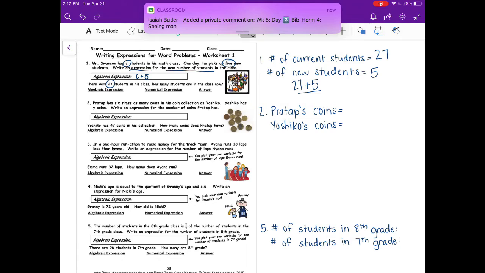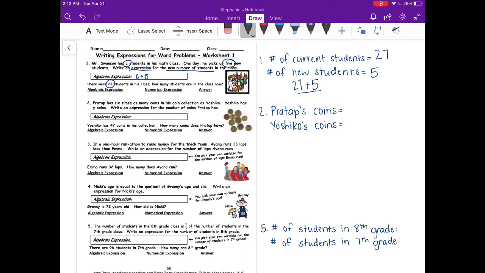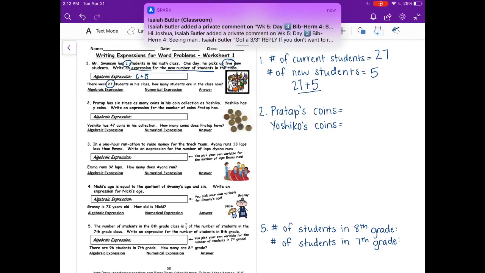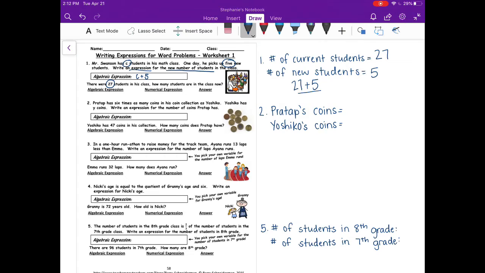So below there, where we have algebraic expression, numerical expression, and answer, we have all our parts. Our algebraic expression is C plus 5. Oops, I put a 27 there. Let's erase that and replace it with C. Okay, perfect. Now our numerical expression is 27 plus 5, and we know that that answer is 32. So, let's move on to question number 2.